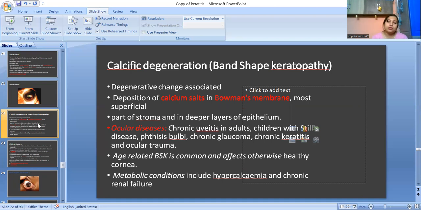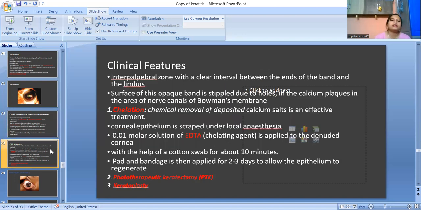Age-related band keratopathy is common and affects an otherwise healthy cornea. Metabolic conditions include hypercalcemia and chronic renal failure. Clinical features include an opaque band in the interpalpebral zone with a clear interval between the ends of the band and the limbus. The surface of this opaque band is stippled due to holes in the calcium plaques in the area of the nerve canals of Bowman's membrane.